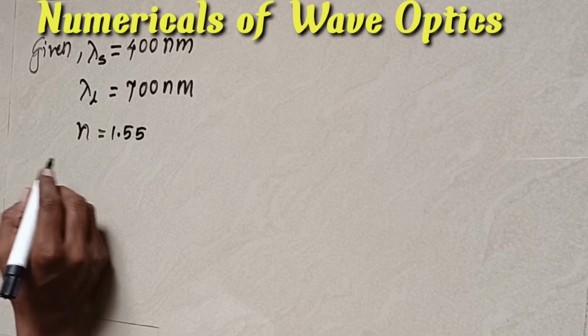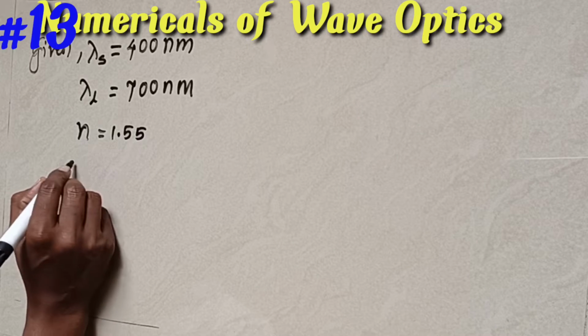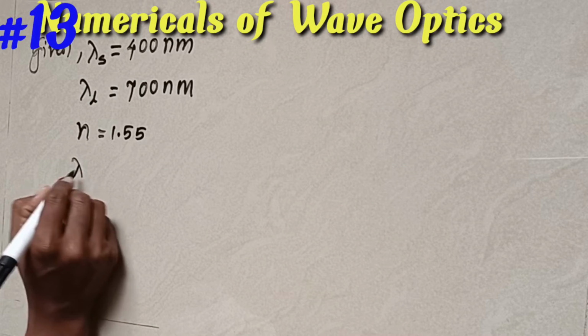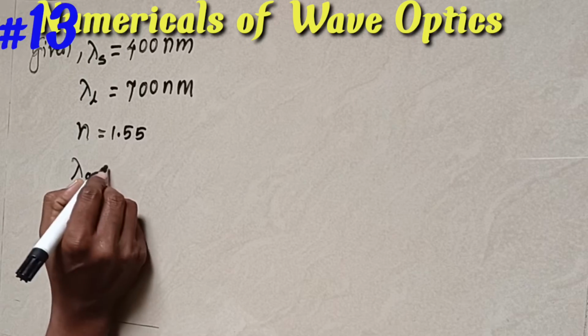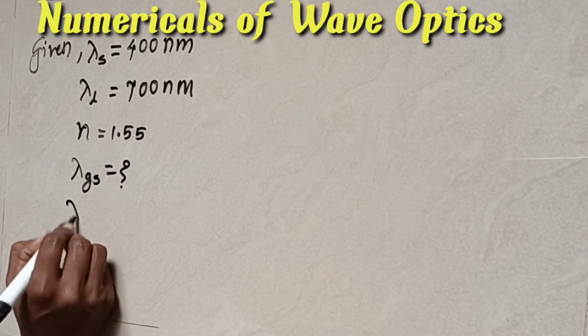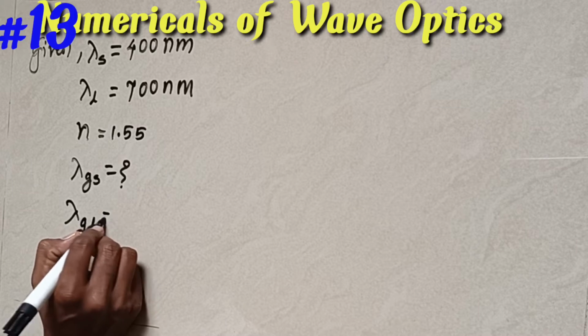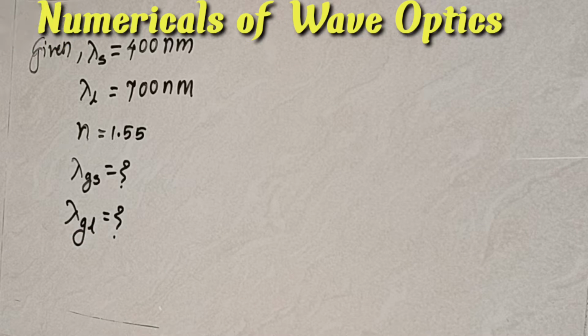Suppose we consider the wavelength in the glass medium for the smallest wavelength as lambda g s, and for the largest wavelength as lambda g l. Right? This is the given.